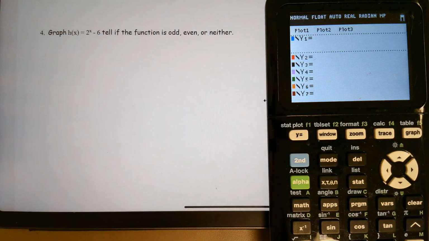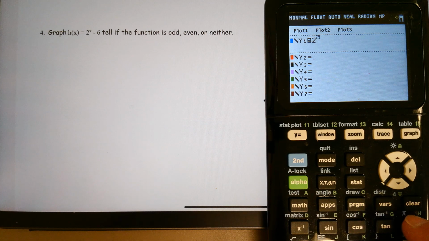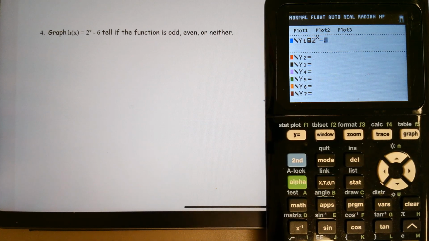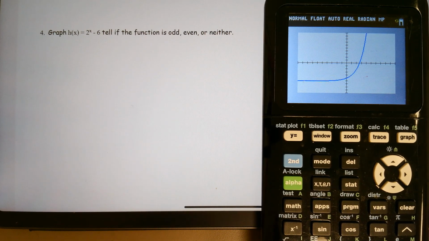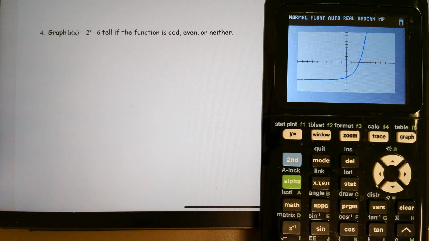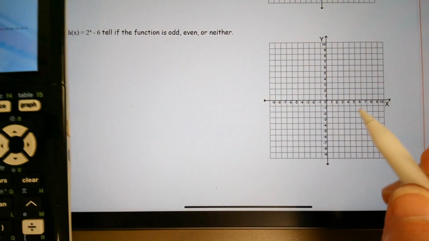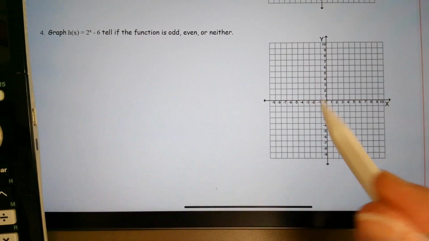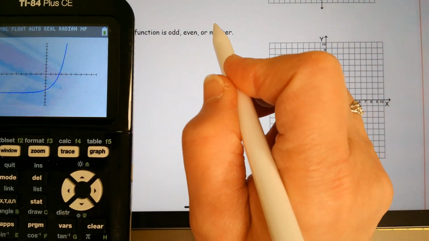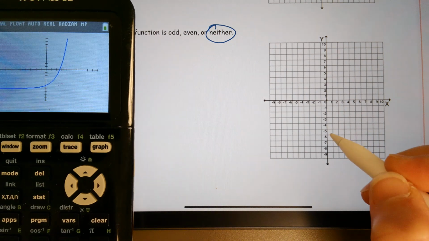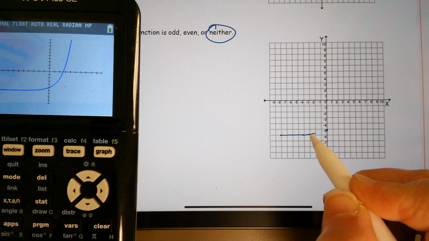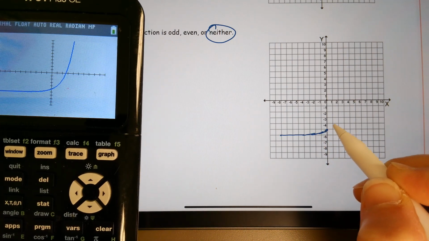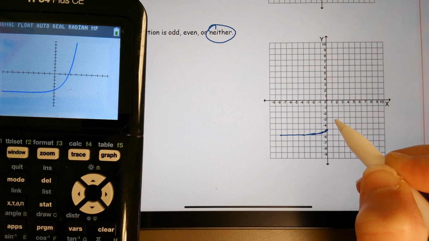And number 4, h of x equals 2 to the x minus 6. This is an exponential function, and it is definitely neither. We've got an asymptote of y equals negative 6.